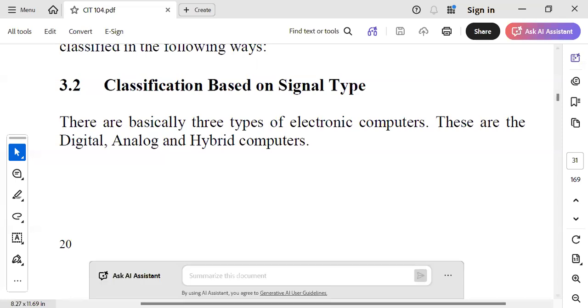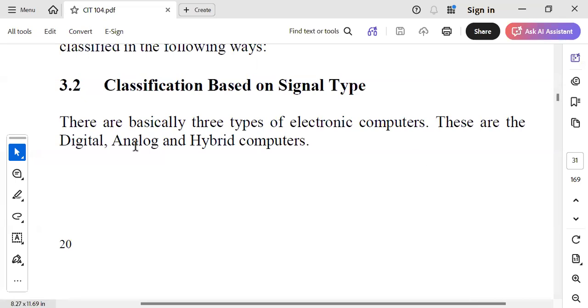Classification based on signal type. There are basically 3 types of electronic computers. They are digital, analog, and hybrid computers.